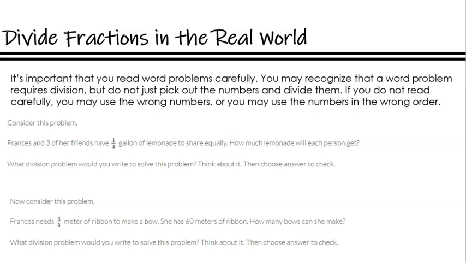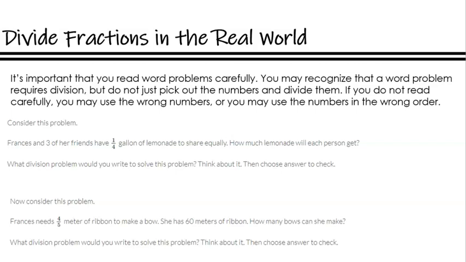Francis and 3 other friends have 1/4 gallon of lemonade to share equally. How much lemonade will each person get? What division problem would you write to solve this problem? Think about it, choose an answer to check.